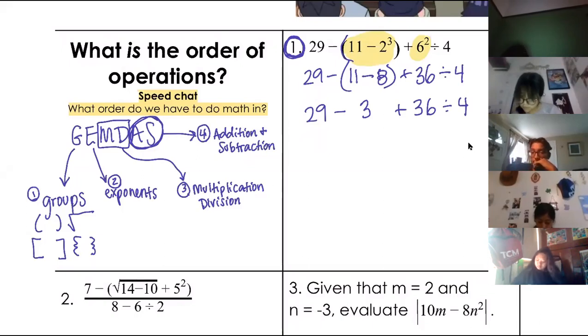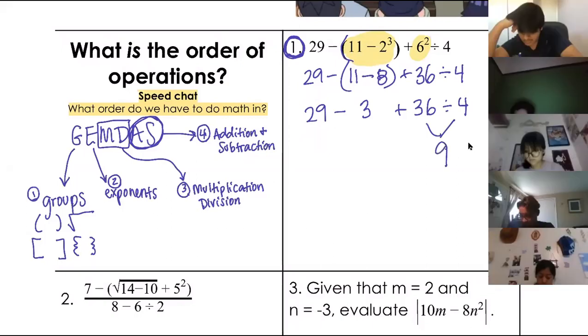According to GEMDAS, what comes next? Dividing / multiplying. I love that you said it the other way. Sweet, so dividing / multiplying. So we have division here, 36 divided by 4. What do we got? 9. Yeah, 9, perfect. All right, sweet.